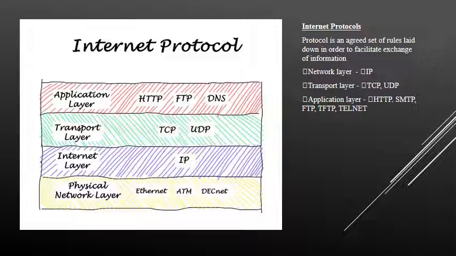Internet protocols. A protocol is an agreed set of rules laid down in order to facilitate exchange of information. Network layer: IP. Transport layer: TCP and UDP. Application layer: HTTP, SMTP, FTP, TFTP, and Telnet. You also get the physical network layer: Ethernet, ATM, and DECnet.